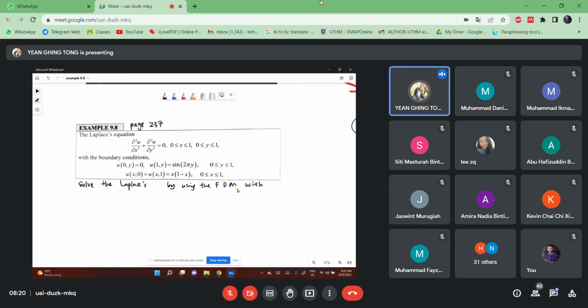by using the finite difference method, with h equal to the step size of x and k equal to the step size of y equal to 1 over 3. So k and h are equal, okay?